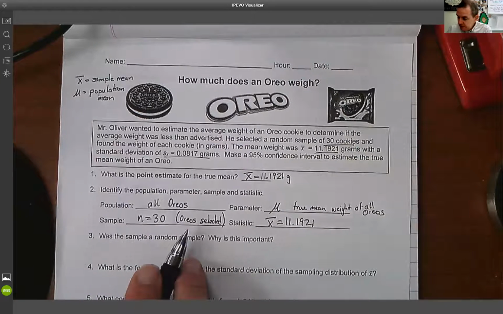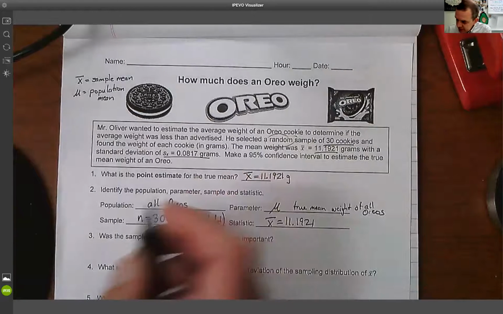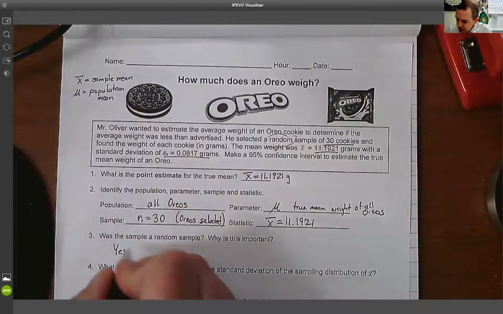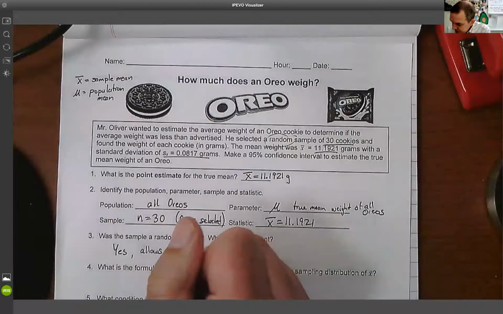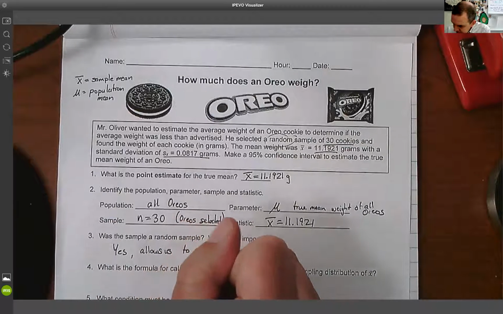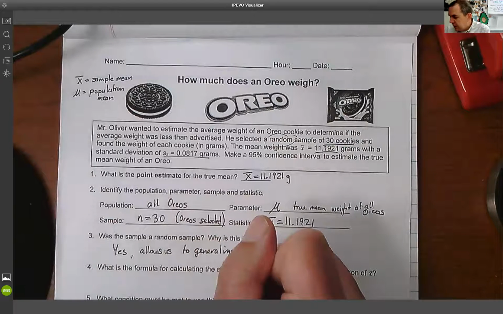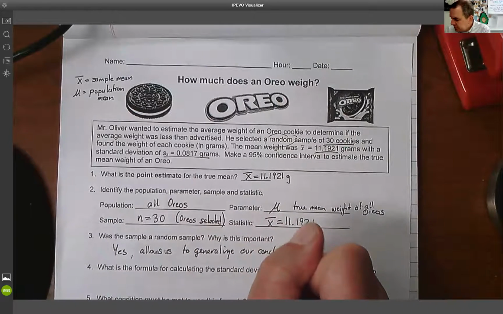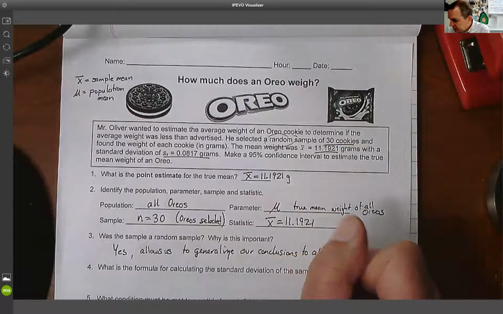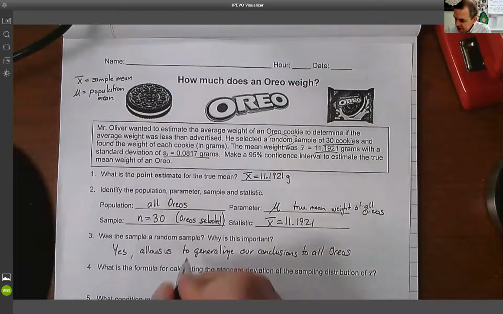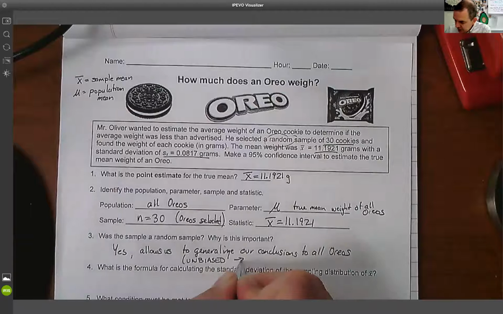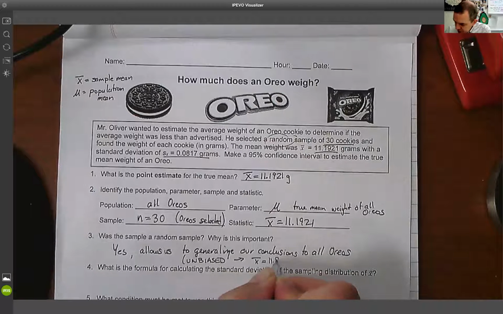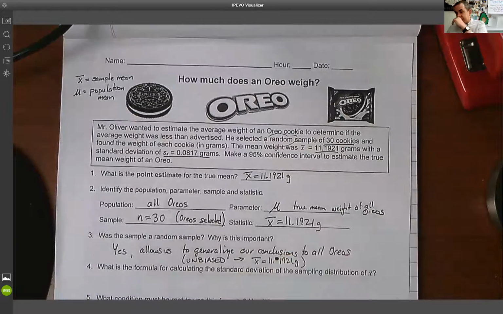Was the sample a random sample? Well, it said right up here, random. So yes. And why is that important? It allows us to generalize our conclusions to all Oreos. And it also allows us to say that the estimate is unbiased. And since it's unbiased, we're going to go ahead and use that X bar equals 11.1921 grams as our best guess of center.